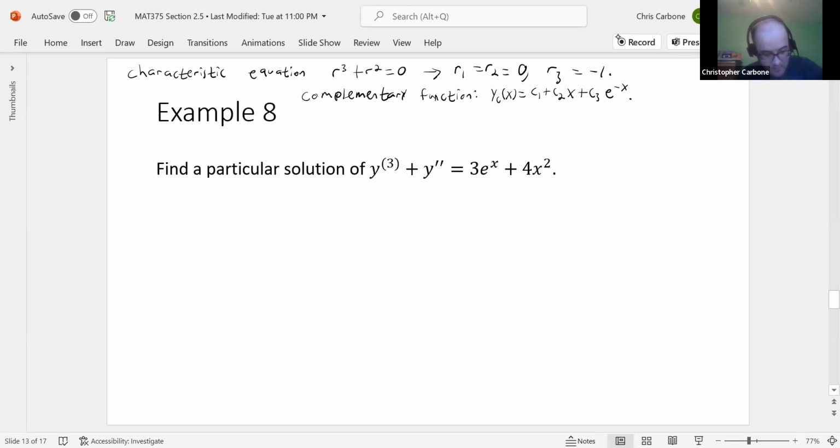So, because of that, our trial solution can be a times e to the x plus b plus cx plus dx squared, right? And we know that a e to the x is equal to 3e to the x. This does not duplicate the complementary function.